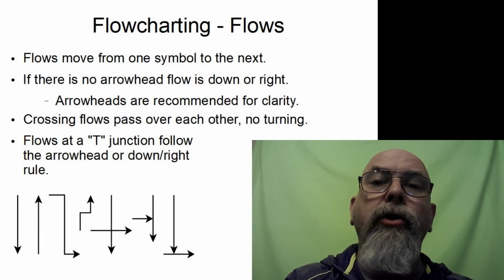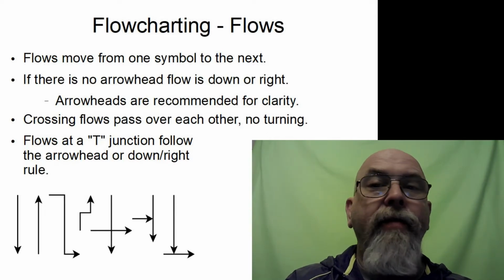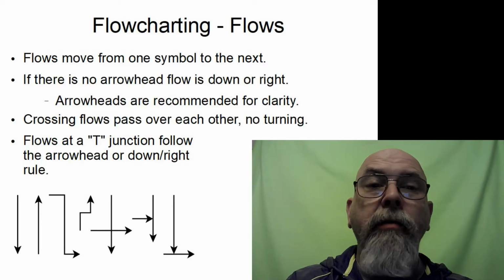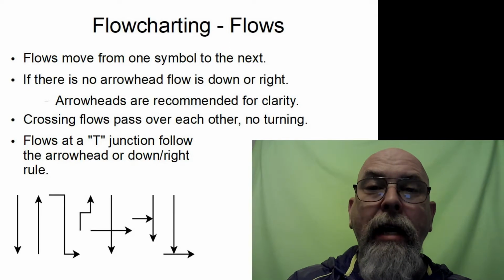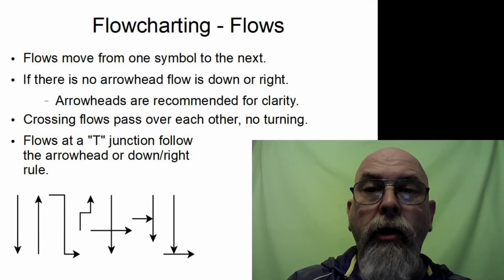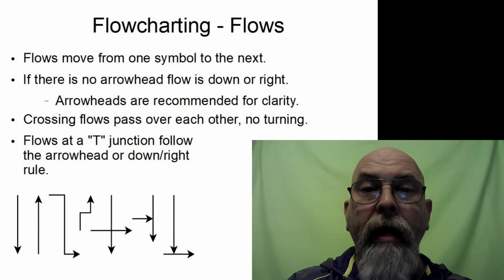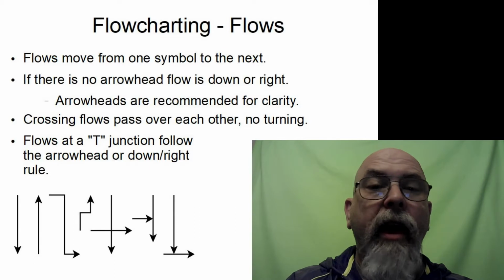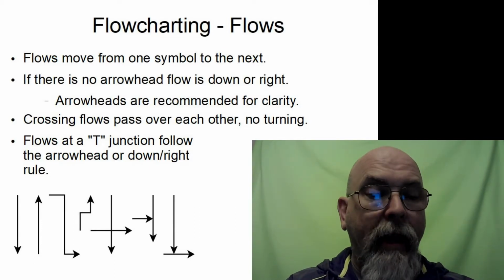If flows cross, they pass over each other as if they weren't even there. So crossing flows can be ignored, but if flows come to a T, the arrowheads rule or the down-right rule applies to Ts, and you can see some examples of arrows, arrowheads, and flows down on the bottom of this slide.